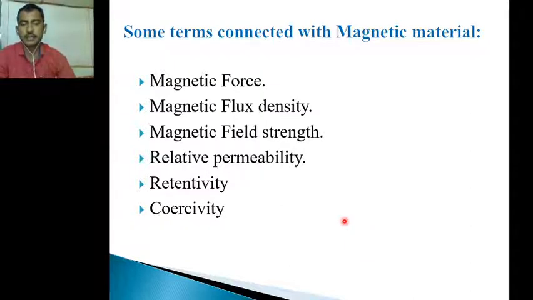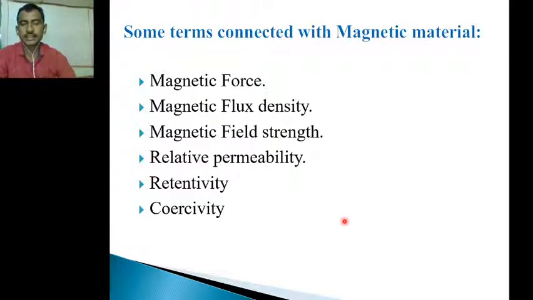And relative permeability. Permeability is the ability of the magnetic material, how much magnetism it can hold, and that is called the permeability. Normally, relative permeability is represented with the symbol mu.